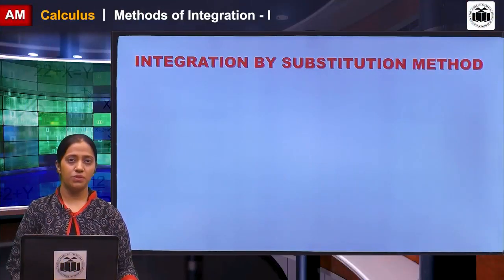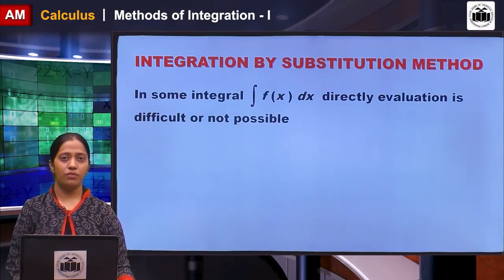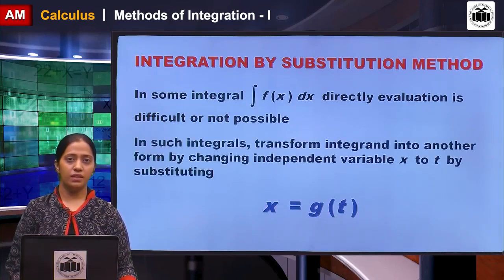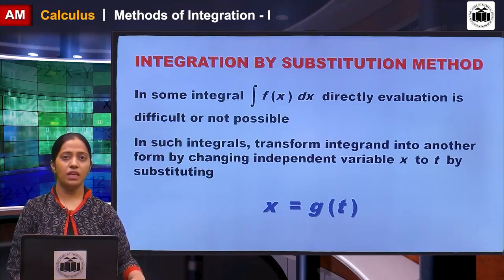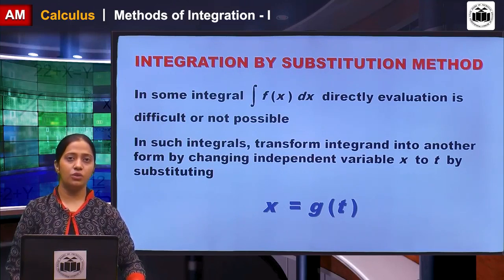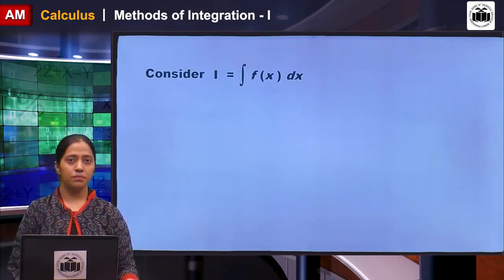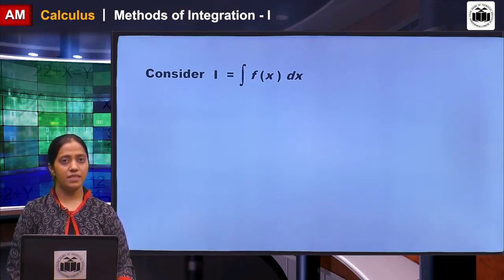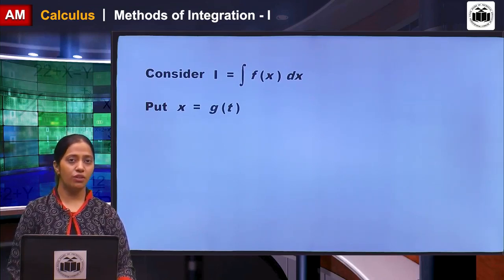Integration by substitution method. In some integrations of f of x dx, direct evaluation is difficult or not possible. So in such integrals, transform the integrand into another form by changing the independent variable x to t by substituting x is equal to g of t. What is our integration? I is equal to integration of f of x dx. What substitution have I taken? x is equal to g of t.